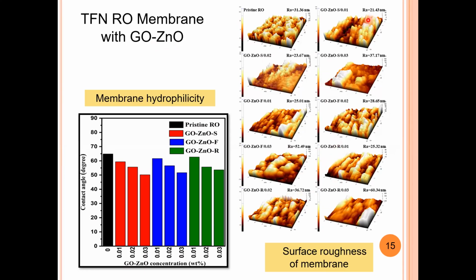You can see that ZnOS at 0.01 is 21.43, then it increases slightly, then it increases drastically at 0.03. The similar observation can also be made from the flower and rod shapes. But if you see the contact angle on the other side, the contact angle is really decreasing with respect to the increase in GO composite content from 0.01 to 0.03%.